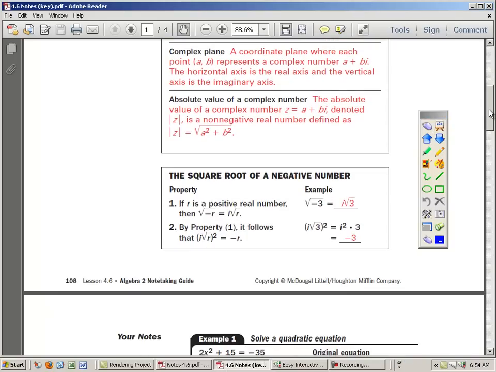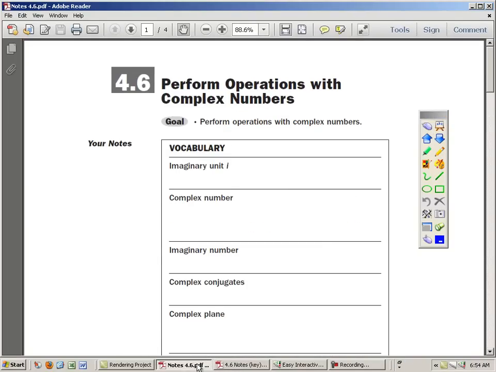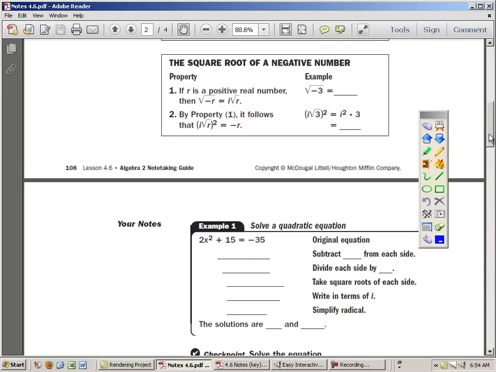All right? Okay, so I want to take a few minutes and look at some properties of square roots and negative numbers. First of all, it says if r is a positive real number, then the square root of negative r becomes i radical r. Now, why is this true?